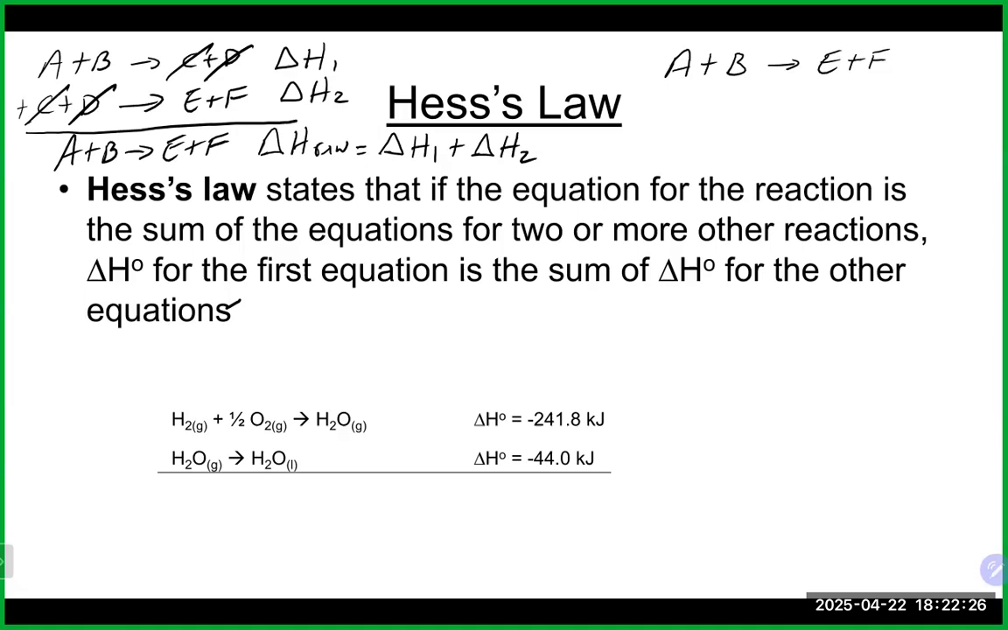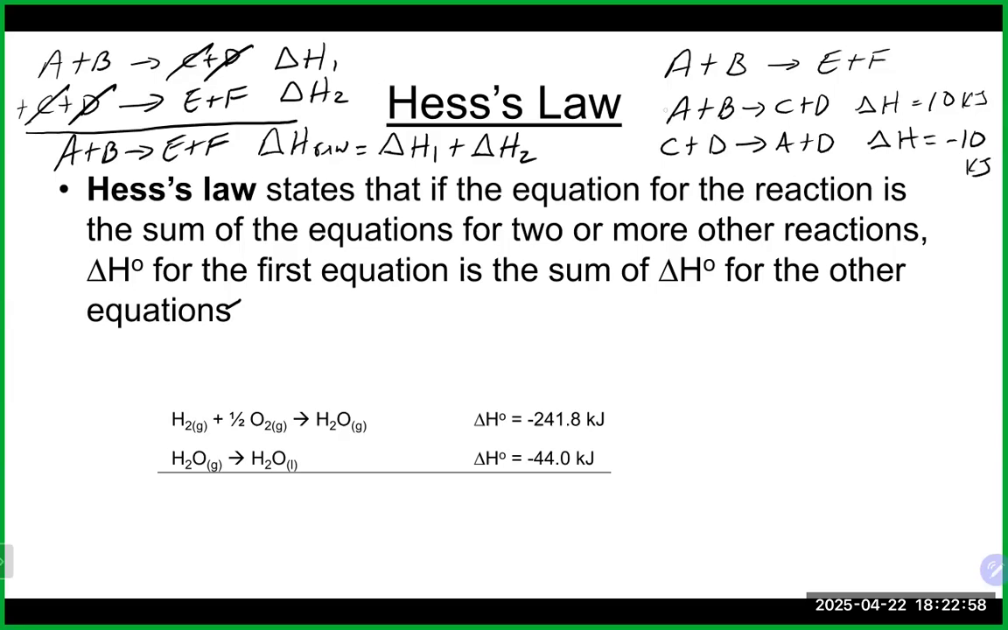A reminder that if you do a couple of things to these reactions, the delta H's do change depending on what you do. So if you had a reaction like this one, where the delta H is 10, and you needed the reverse reaction, a reminder that the sign of the delta H will change. Now it will be minus 10 kilojoules.